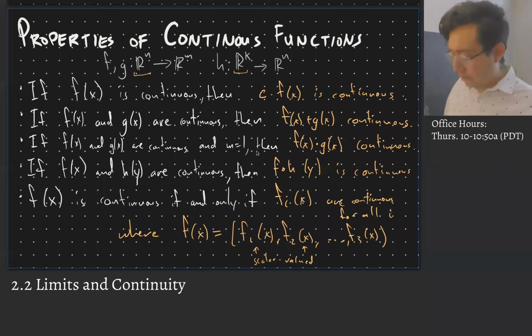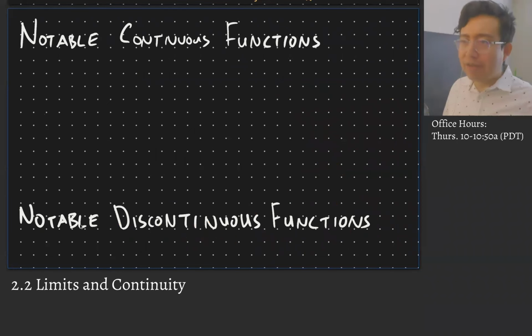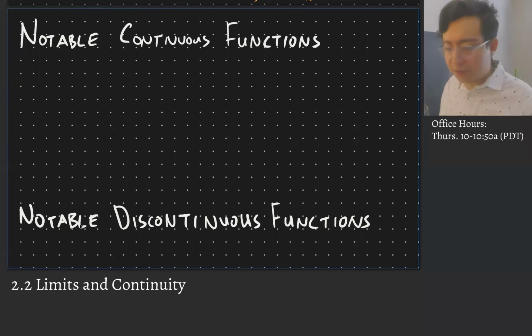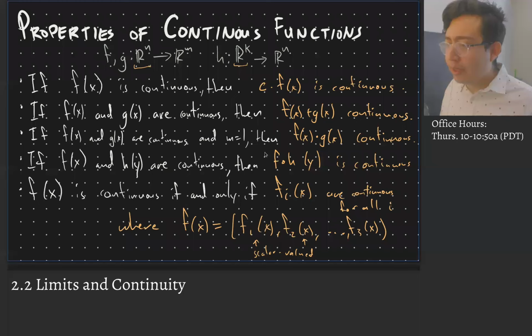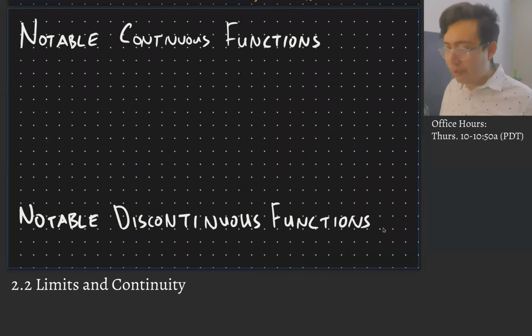Okay, so let's go ahead and go to this. I want this to be a list of some notable continuous functions. Most of these are going to be scalar valued functions. But as we saw over here, we can always break up a multi-valued function into scalar valued parts, and if the scalar valued parts are continuous, then we're good. So we can use these to build even vector valued functions. Some of them we're already going to know.